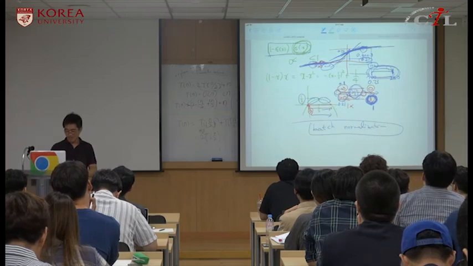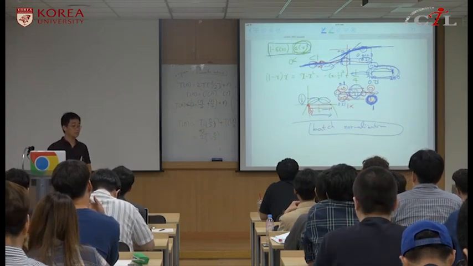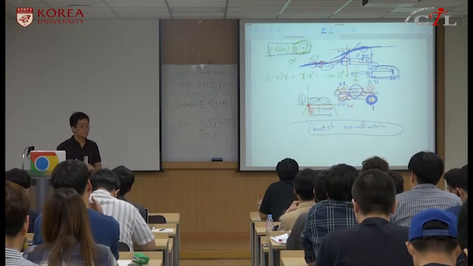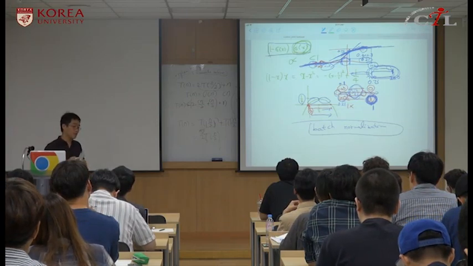So this range becomes around 0, right? So this is batch normalization. And how do we do that? How do we do this batch normalization?